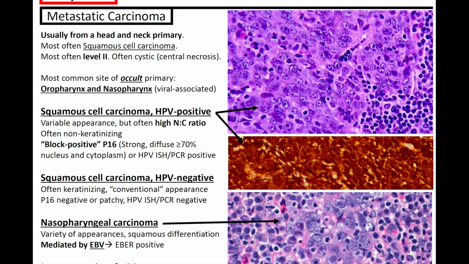And whenever you stain it with a P16, it's going to be block positive, meaning it's going to have strong, diffuse, 70% or more nuclear and cytoplasmic staining, which is what we're seeing demonstrated down here. So strong, diffuse, block positive P16 staining is what's going to happen in squamous cell carcinoma which is HPV positive. Or you can use HPV ISH or PCR positive.